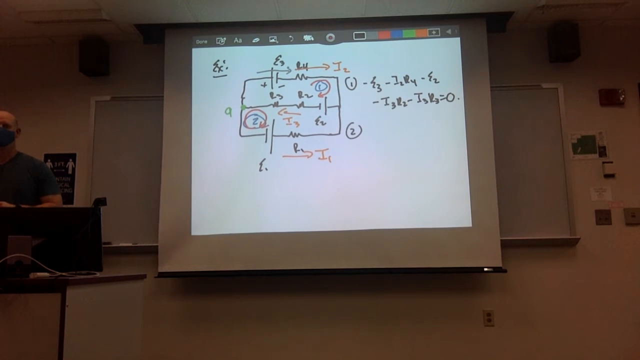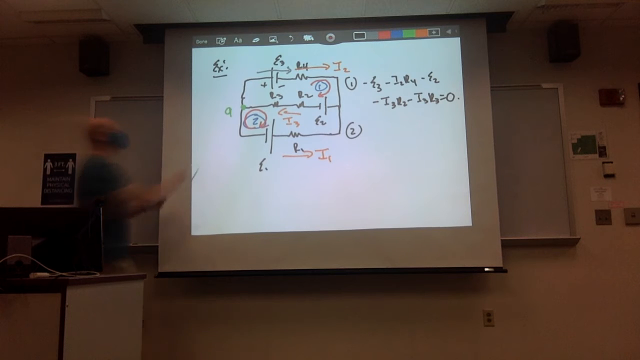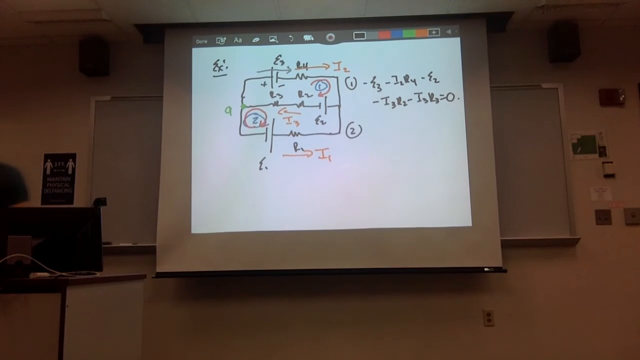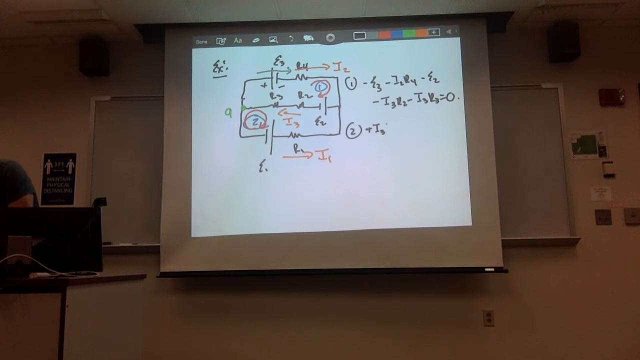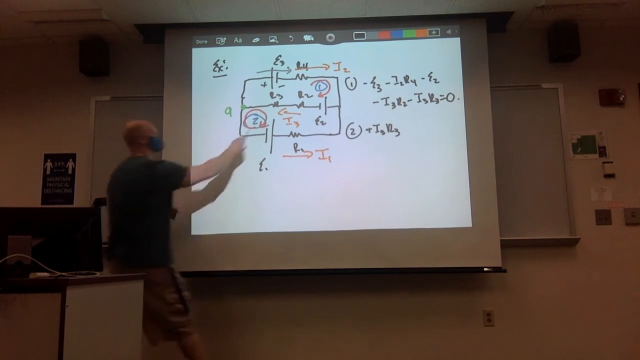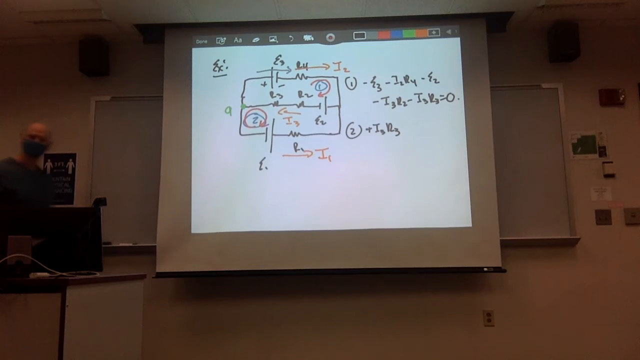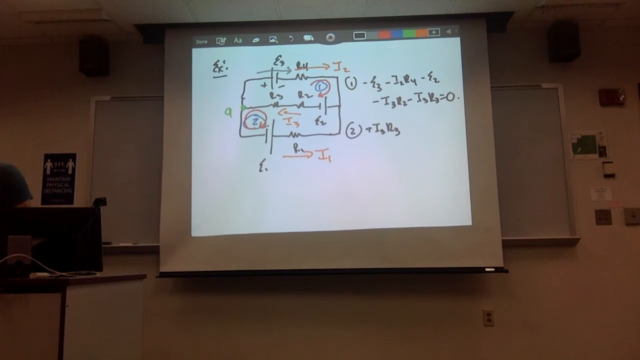Wait, for the resistor or battery? Resistor. So I went from here to here. Positive, good. So I get a positive I3R3. Next thing I do is I come into this resistor, so I'm going in the opposite direction as the currents. If we go in the opposite direction, is that positive or negative? Positive, good. So I get I3R2.